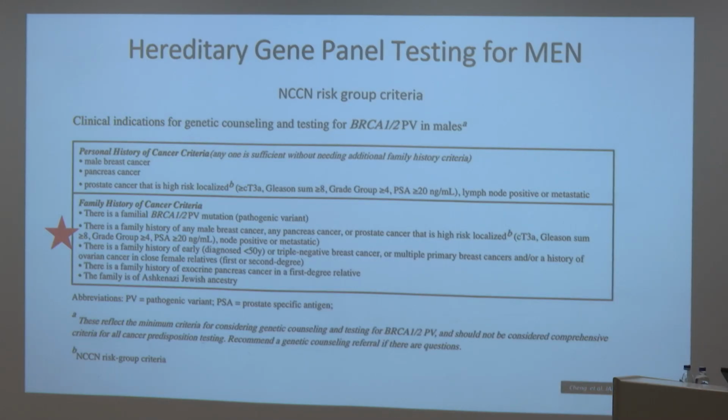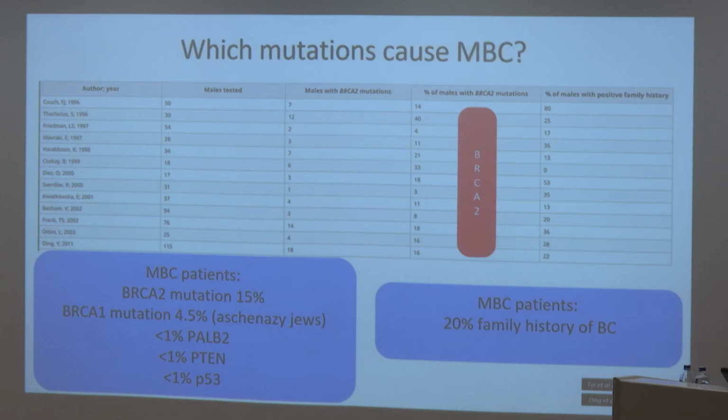NCCN does not take the CAN risk into consideration, since the CAN risk is a web tool developed in Britain. They recommend genetic testing for men with familial BRCA1/2 mutations. And also we have some risk groups, like prostate cancer with some high-risk categories and pancreatic cancer patients. You can just ask for hereditary gene panel testing according to the NCCN group.